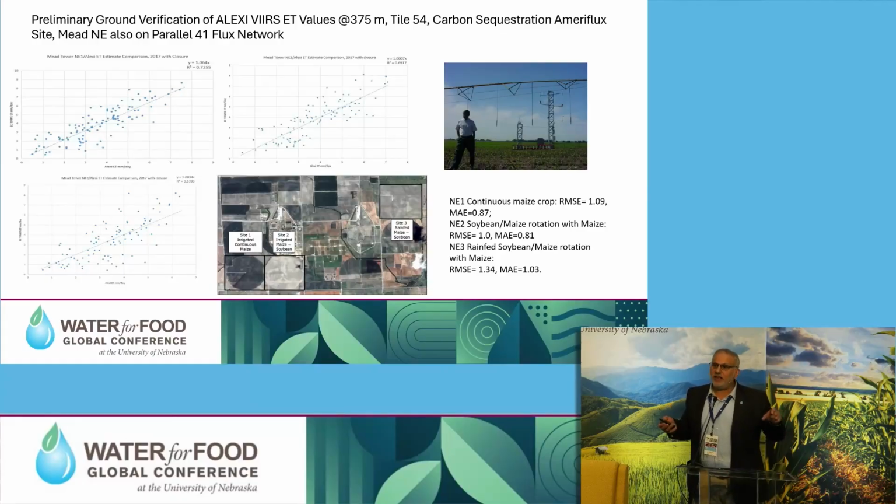And that scatter can be attributed to many things. Maybe the cloud filling procedure that we follow, maybe the plants, maybe the resolution, because the tower is a point measurement, and this is 375 meters. So we are comparing against a point measurement.